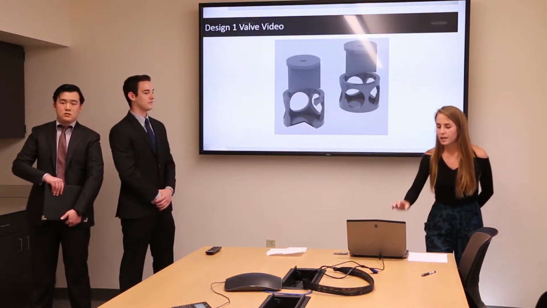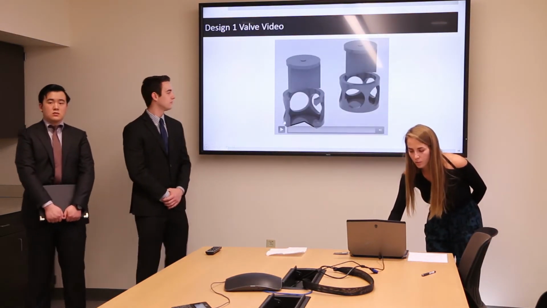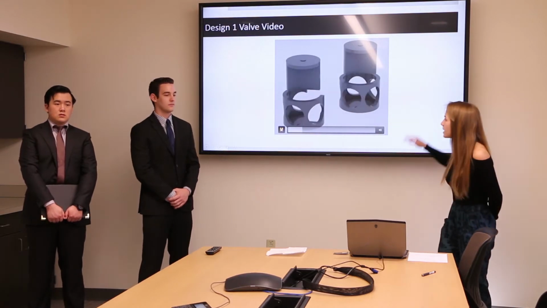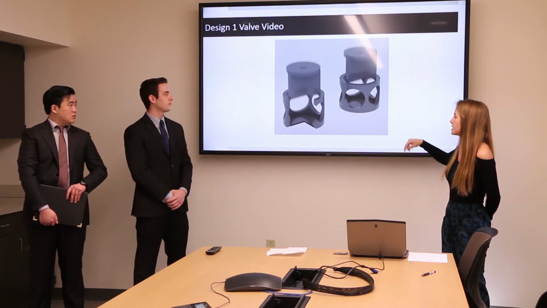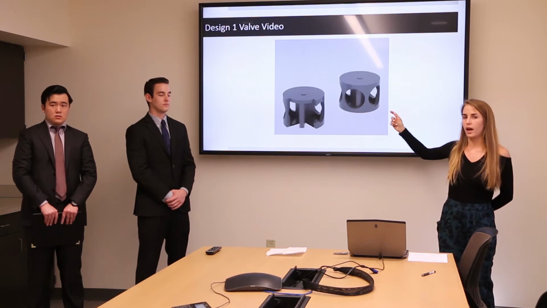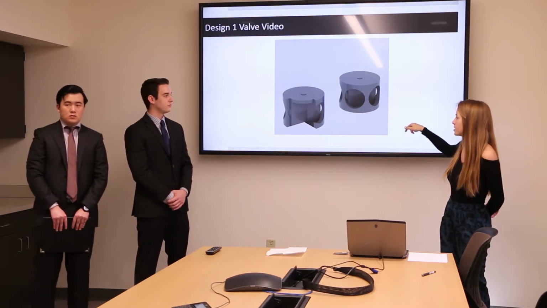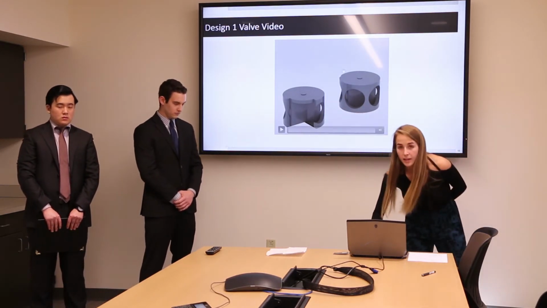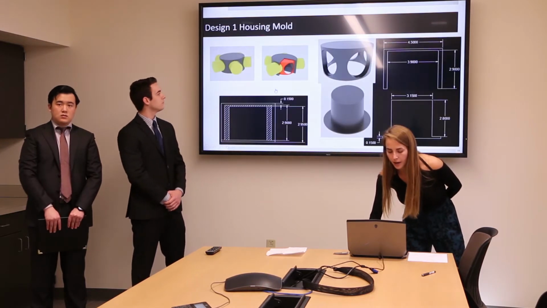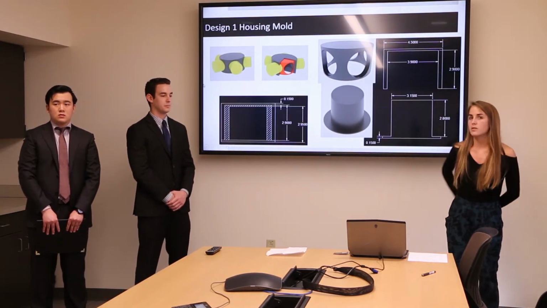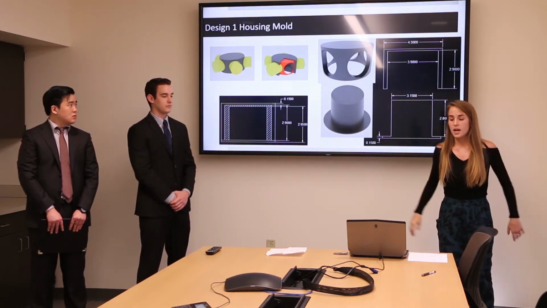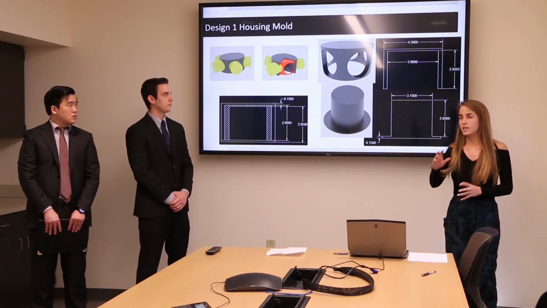So this is a quick video just to show how exactly design 1 works. As you can see, the spool will be inserted into the housing. It moves back and forth to allow for normal flush and backflush conditions, making that rotary layout that was required. So for the design 1 housing mold, how we are going to make this, we split our molds into two sides.